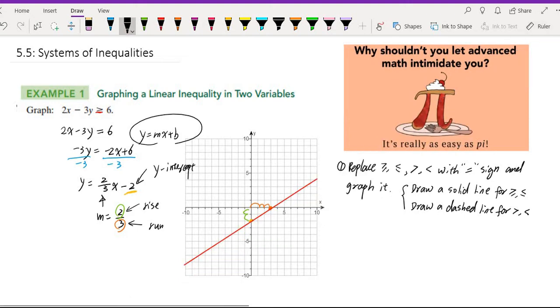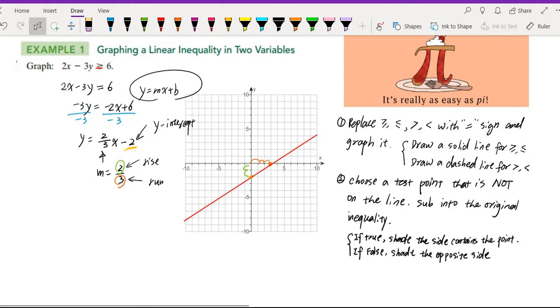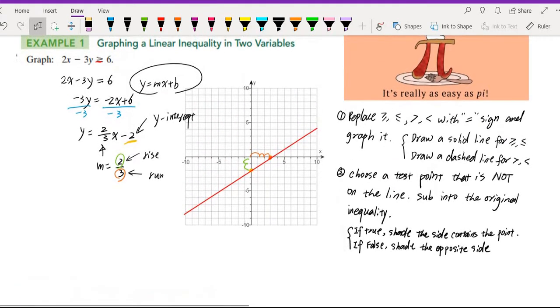Let's go ahead and work on step 2. Step 2, choose a testing point that is not on the line and plug it into the original inequality. Let's go ahead and pick a point. You can pick any point, okay? So I'm going to pick the easiest point, 0, 0. So I'm going to write this. This is my test point. Okay, let's see what happens.